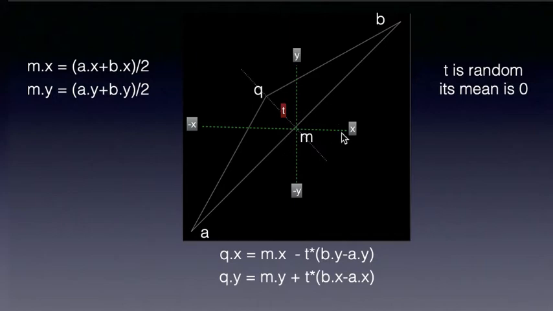I find a midpoint of the original line called M, and I can calculate the position of M simply by taking the average of the x components of A and B and the average of the y components. Now I want to take a displacement. I'll call it T. And if the displacement is this direction, I'll end up with a point called Q. Okay. Now that gives me two additional lines. It gives me an A to Q and a Q to B.